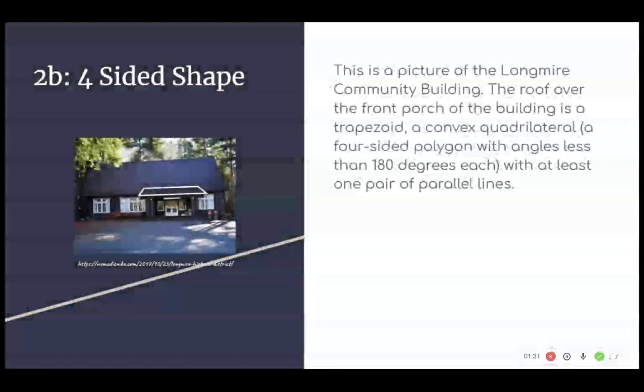This is a picture of the Longmire Community Building. The roof of the front porch of the building is a trapezoid, which is a convex quadrilateral with at least 1 pair of parallel lines.